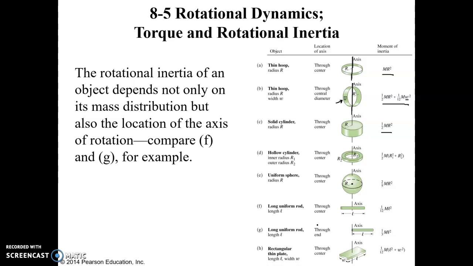I won't read the whole table to you, but this is an important reference for doing homework problems, especially involving rotational motion. Depending on the shape of the object, you'll need to refer back to this table in order to know how to calculate the rotational moment of inertia for that particular object.